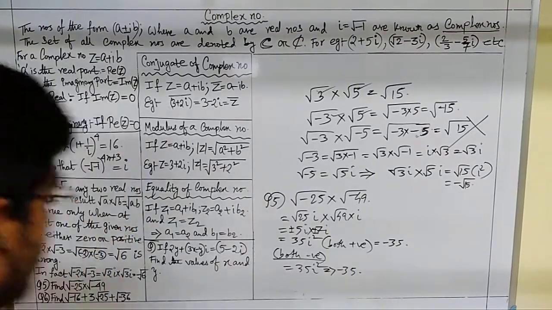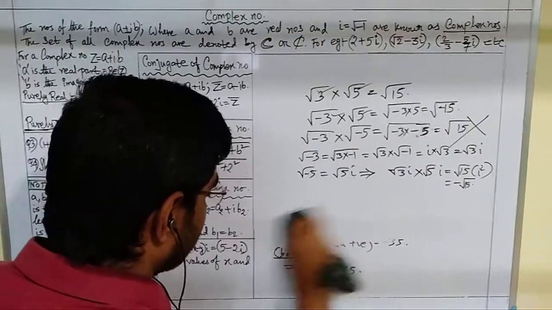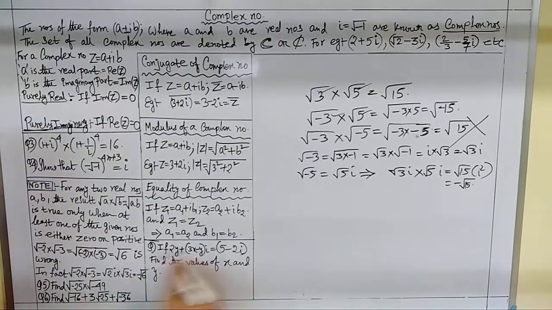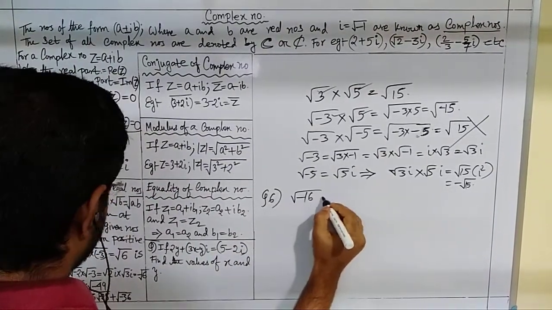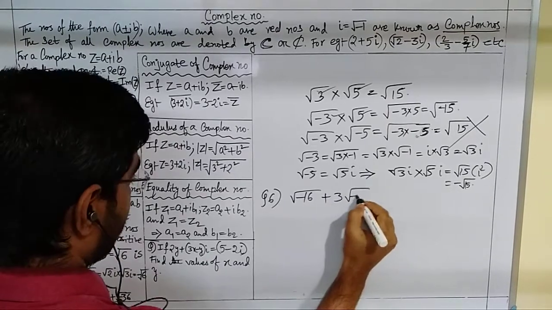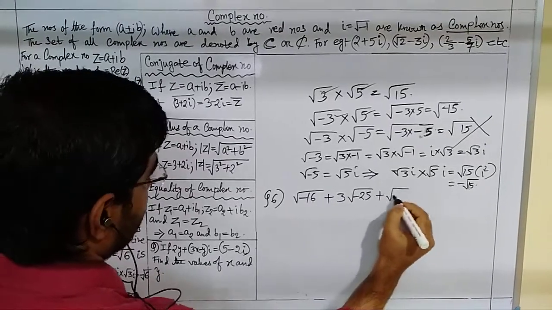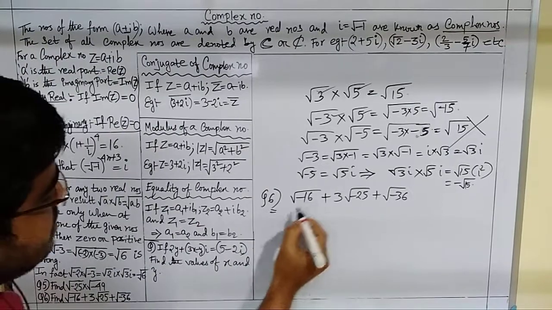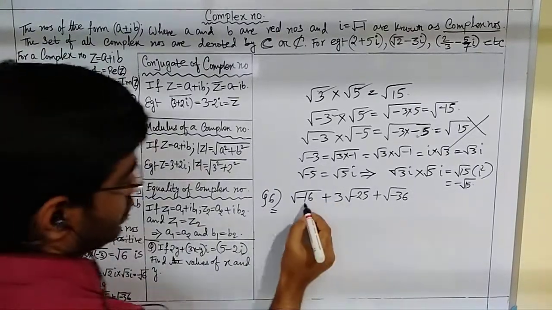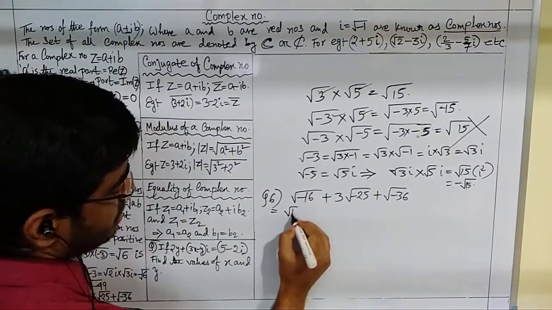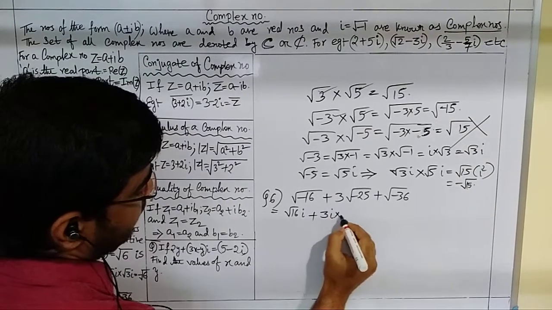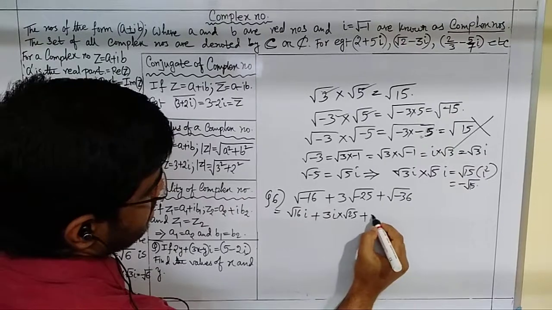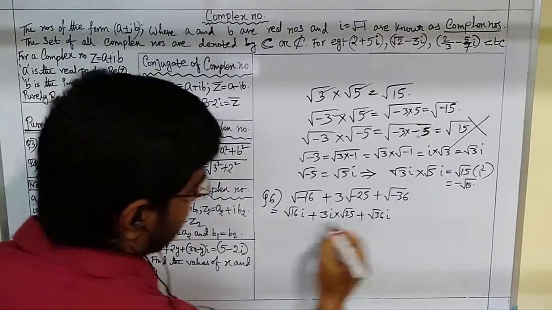Moving on to the next problem, question number 6. This type only. Root over of minus 16 plus 3 root over of minus 25 plus root over of minus 36. This is the problem, we have to find the value. So root over of minus 16 we are taking as root 16 I, plus 3I into root 25, plus root 36 I.